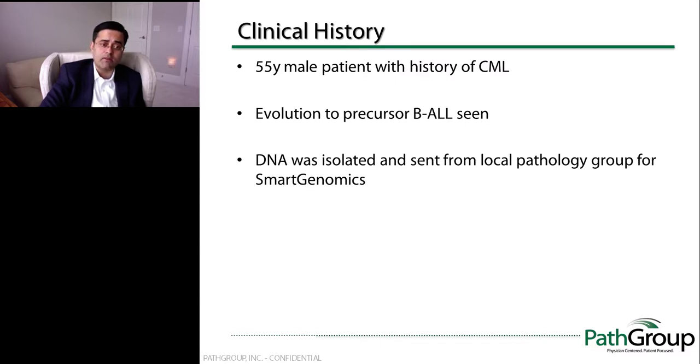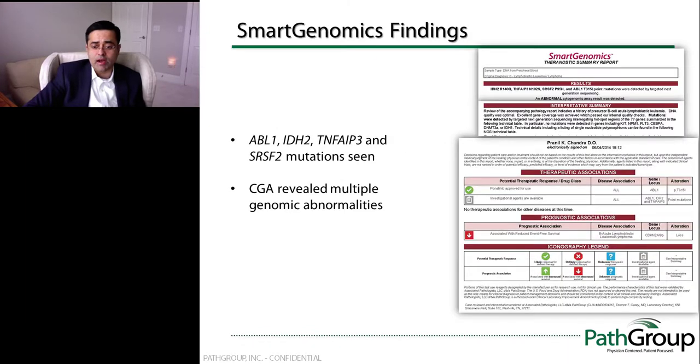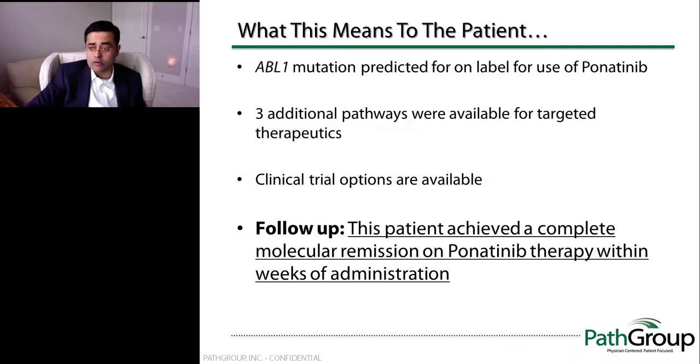This is one of my favorite cases. This is a 55-year-old with CML that evolved to precursor B-cell acute lymphoblastic leukemia. We did the genomic profiling, and we found a number of mutations that I articulated over here. So it was very interesting because the mutation in the gene ABL1, we were able to go to the genomic databases and the literature and the NCCN guidelines, and there was enough literature to suggest that this leukemia, this particular acute leukemia, would respond to a drug known as ponatinib. And so the patient was placed on ponatinib, and within weeks, this patient had just an amazing response and was able to eradicate the tumor cells from their bone marrow.